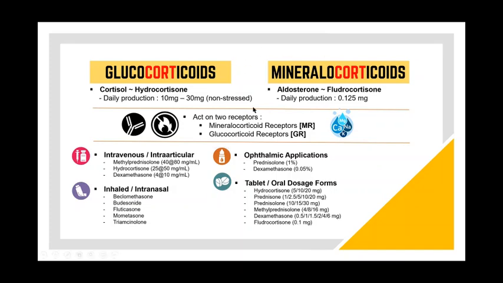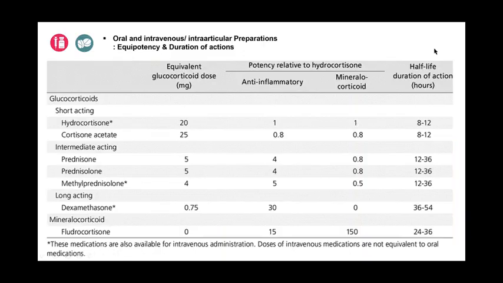These adrenocorticosteroids can be found in many types of preparations such as injections, inhaled, intranasal, ophthalmic applications, and tablet or oral dosage forms. As I stated here, this is an example of the adrenocorticosteroid drugs and also the strength of the drugs. As you can see in this chart, most of the drugs have anti-inflammatory and mineralocorticoid activities. As I mentioned earlier, the drugs can act on both receptors, the glucocorticoid receptor and the mineralocorticoid receptor, to produce salt and water retention.